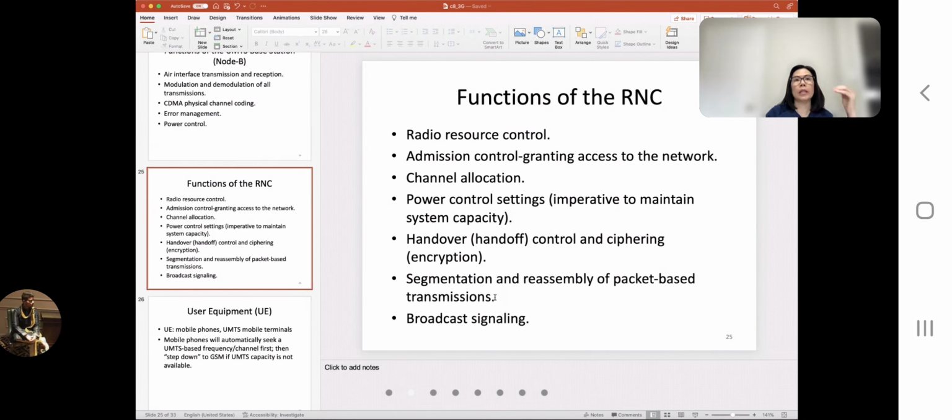So if you learned about the IP protocol before, you know that data have to be segmented and then transmitted. And when it arrives at the destination, it will be reassembled into the original packet. And broadcast signaling as well. All right, so those are the main functions of the RNC.